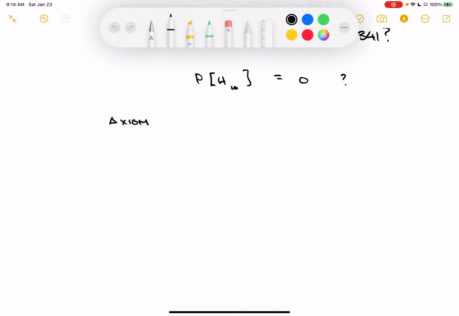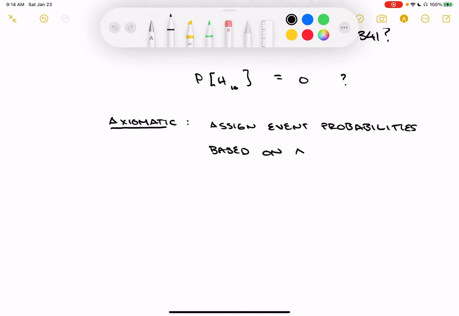There is another one, and this is really the way we are going to favor in this class as far as trying to find probabilities or setting up probability models. Oops, I think I misspelled that, so let's go ahead and fix that. We're going to look at an axiomatic approach to probability. And really what the axiomatic approach does is it has us assign event probabilities based on axioms.